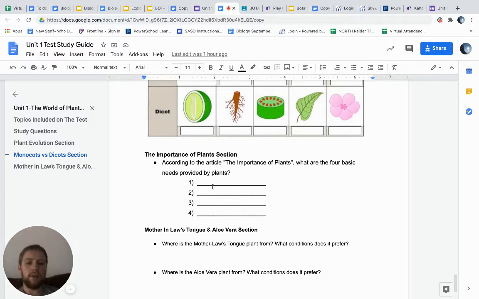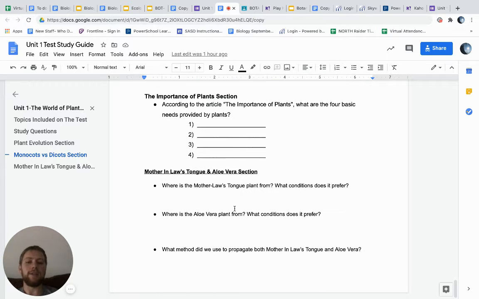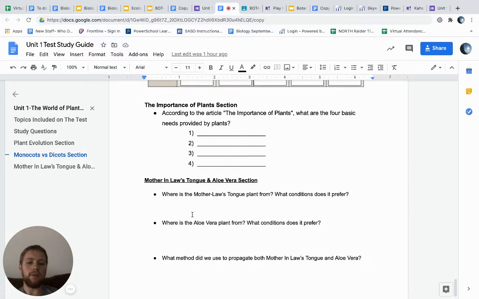And really the only question you can expect to see from the importance of plants section is going to be knowing these 4 basic needs. So expect to see a question on that. And then a couple brief questions on mother-in-law's tongue and aloe vera.